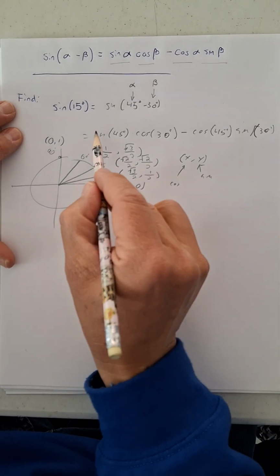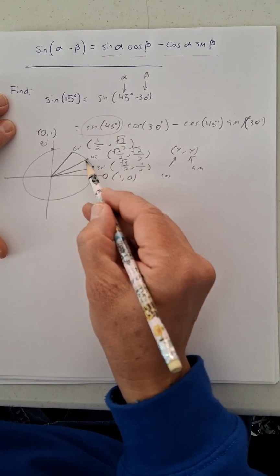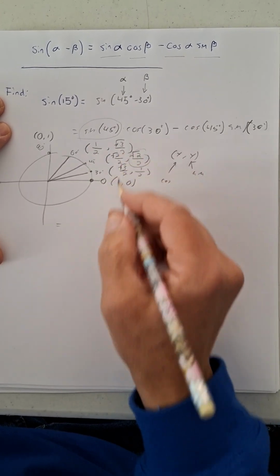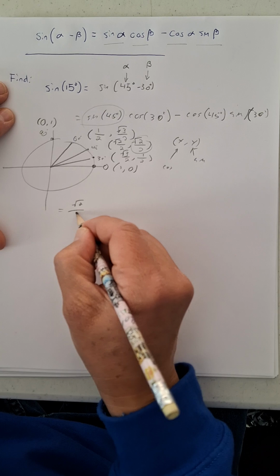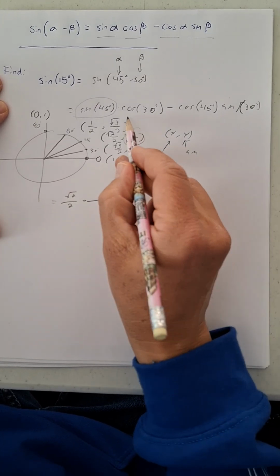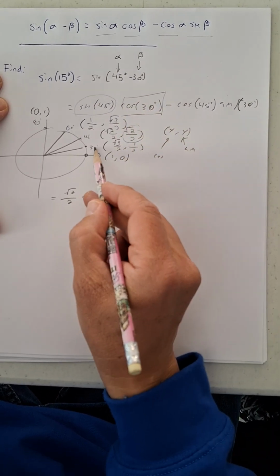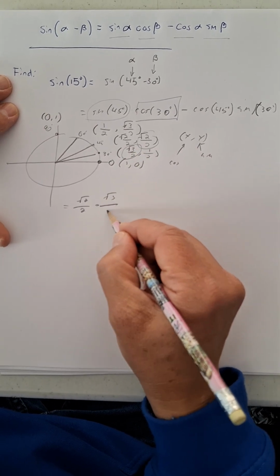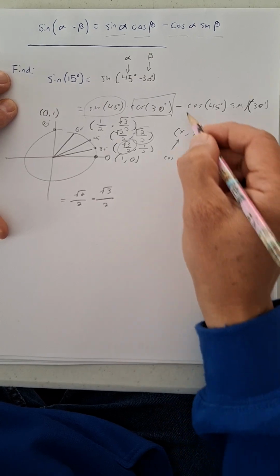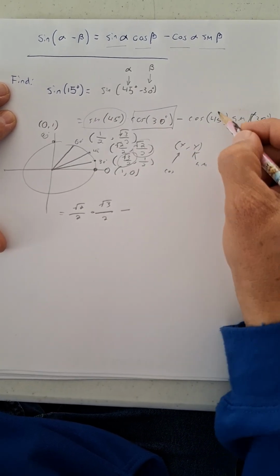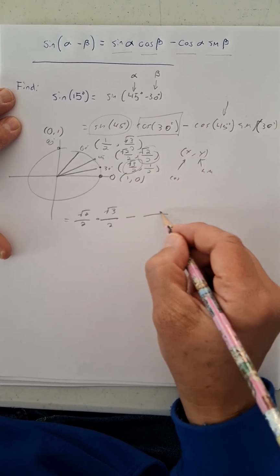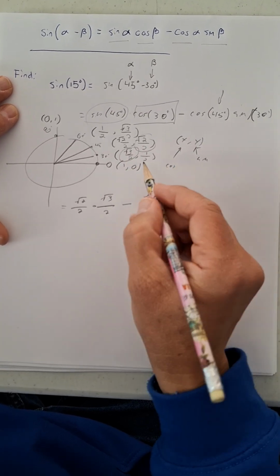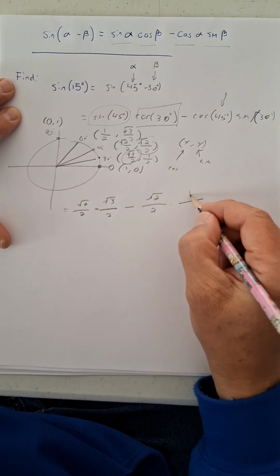So if I'm looking for the sine of 45, I go to 45 and sine is the y. So instead of sine of 45, I have root of 2 on 2 times the cosine of 30 degrees. Cosine is the x, it's root of 3 over 2. Then the formula says minus, and then cosine of 45. In 45, the cosine is root of 2 over 2 times the sine of 30. In 30 degrees, the sine is y, 1/2.